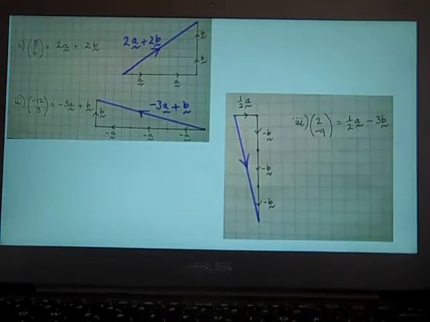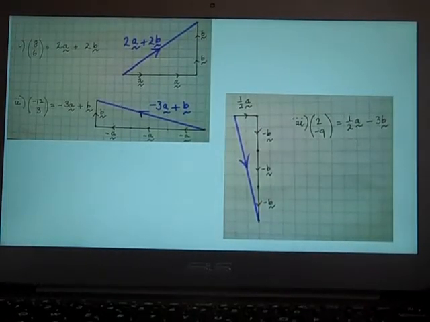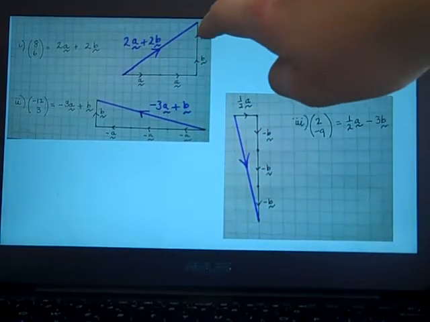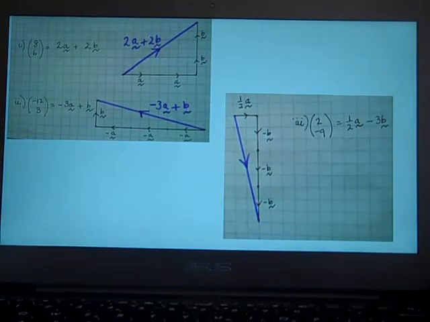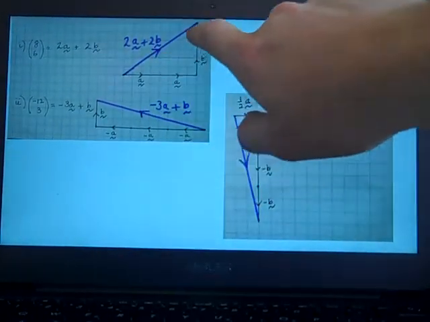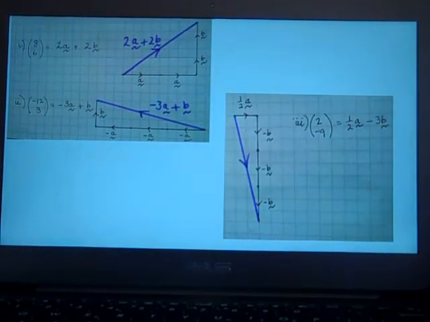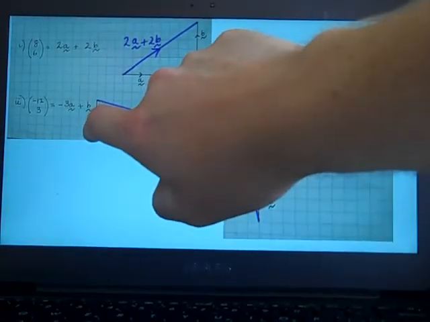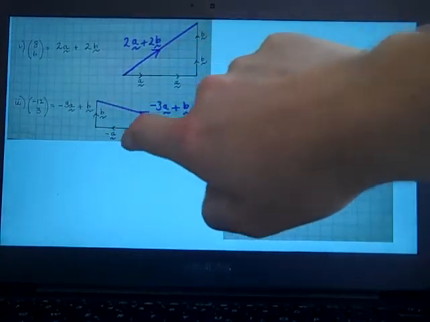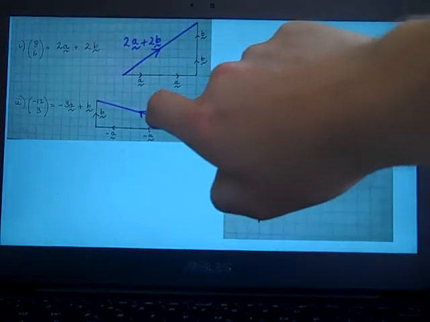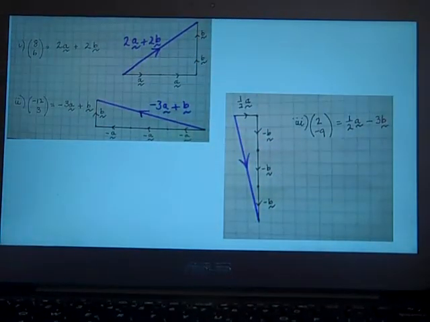Okay, so you've had a go. We could find a vector (8, 6) by doing 2 A's and 2 B's, as you can see there. And the vector 2A and 2B goes from this point to this one. To get (-12, 3), we need to do negative 3 A's and add a B. So that's negative 3A, add B.